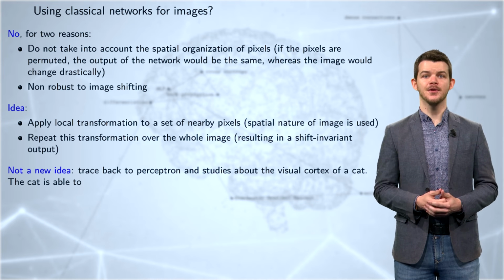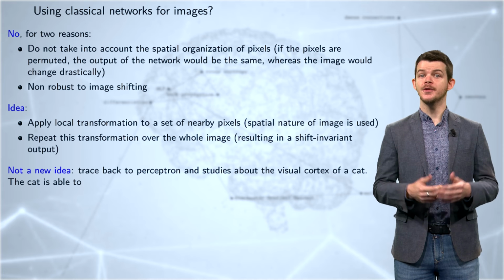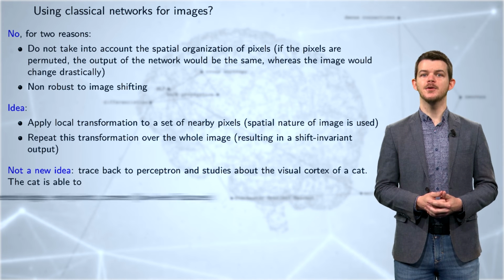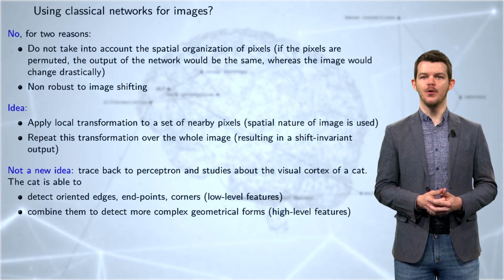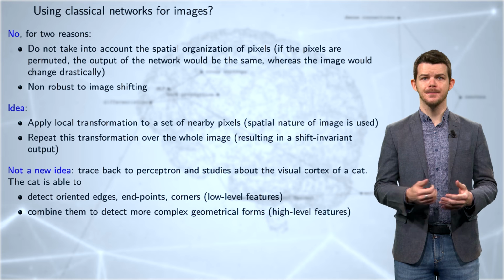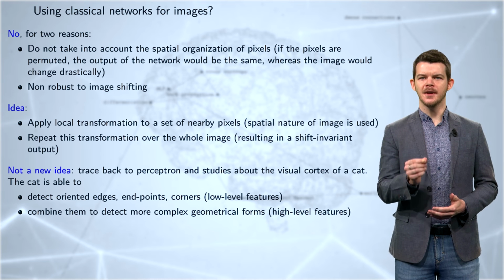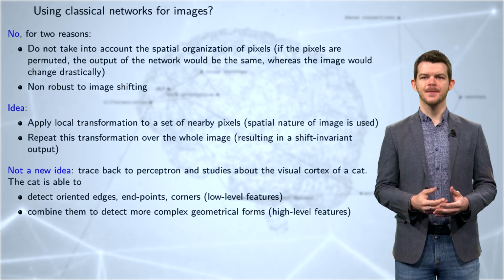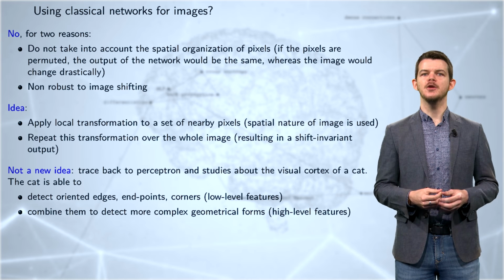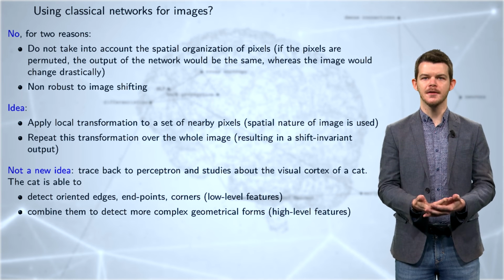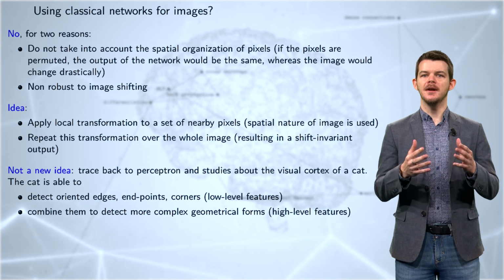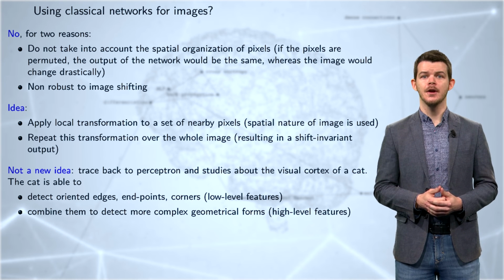This idea came from studies about the visual cortex of a cat. Researchers noticed that a cat is able to detect oriented edges and point corners, which are very basic features, and combine them to detect more complex geometrical forms, which are high-level features. From a neural network perspective, we want to create low-level features with the first layer of a network. Then we will add layers that will build on the low-level features in order to create more complex ones to extract information and ultimately detect or not, in the output layer, the presence of a cat in the picture.